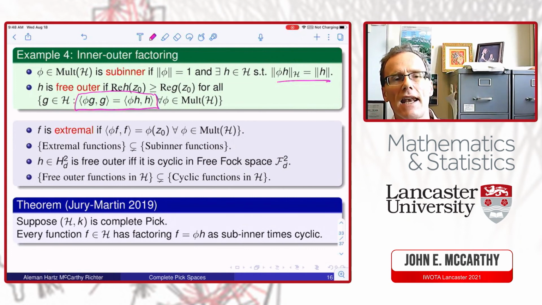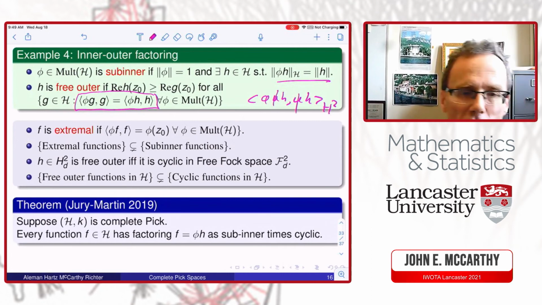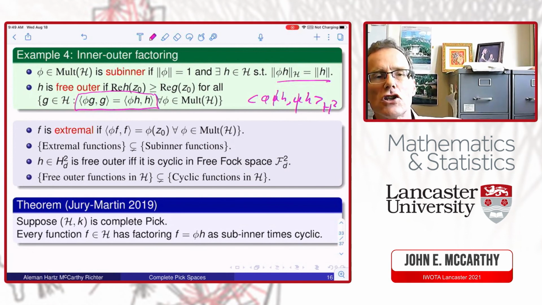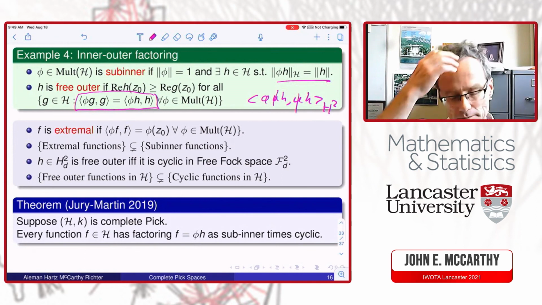So let's think again in H2 what that would say. If I have any inner factor u, if I have phi u h, u h, if I'm in H2 and u is inner, then in the integral that just becomes the integral of the modulus of u squared, which is 1, so that cancels out. So in H2, this set here is just the set of things that has the same outer factor as h. And so this will be a definition of outer in the Hardy space.